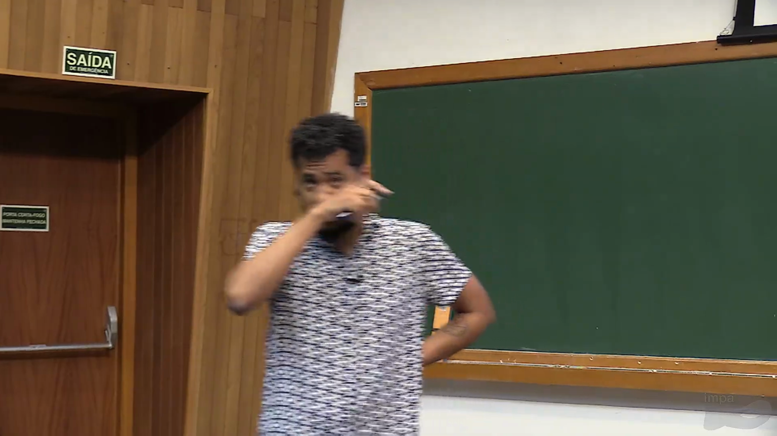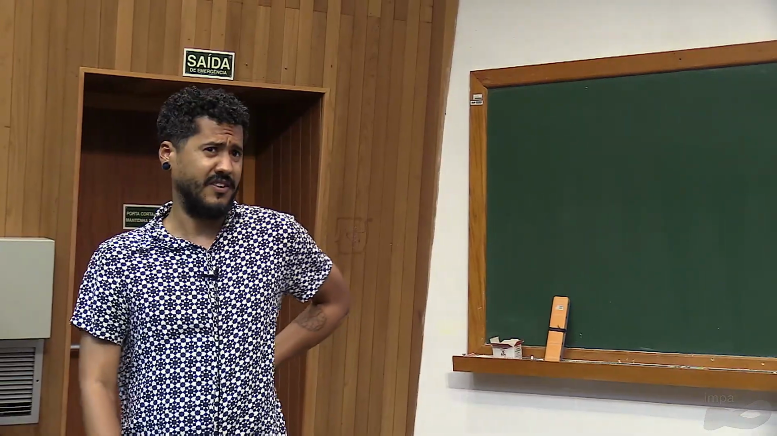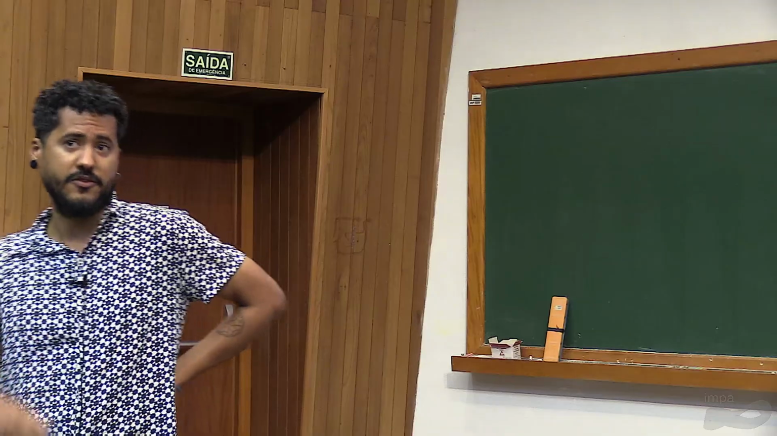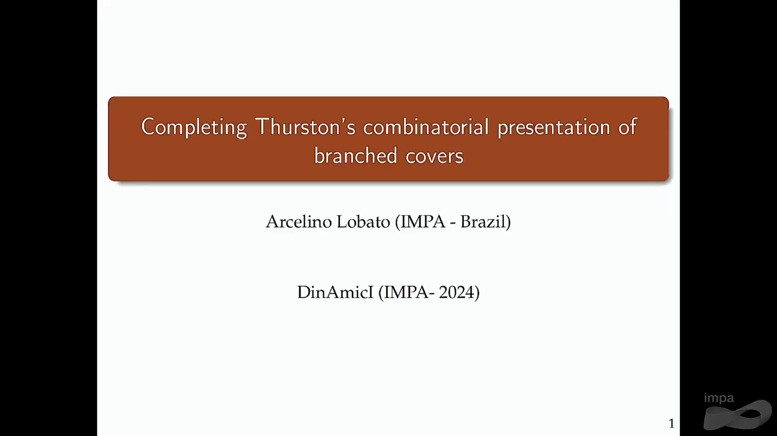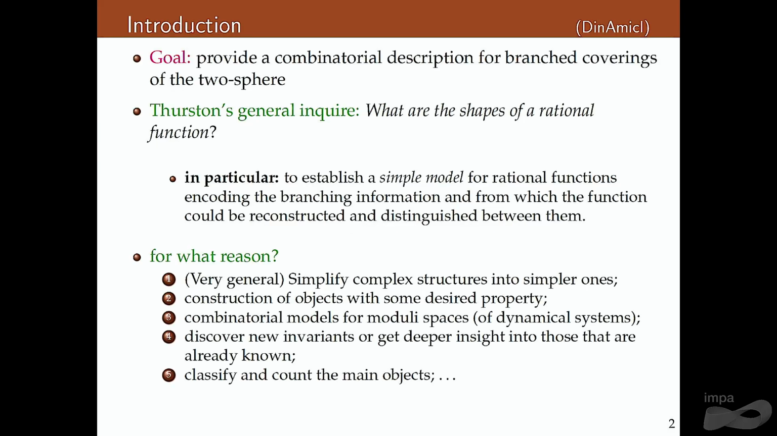Firstly, I would like to thank the organizers and the scientific committee for this great conference and for the opportunity. So today I'm going to discuss the problem of presenting combinatorially a ramified cover, a branched covering of the two-sphere. This is related to a question posed by Thurston.